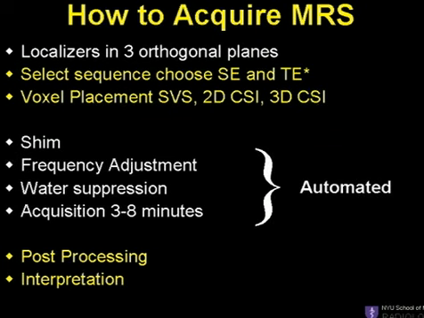Then all you need to do is place the voxel, press the button, and the scanners these days will do all of these steps for you. Will shim, do water suppression, and acquire the data in about 3 to 8 minutes. And all you need to do is then interpret the data set.